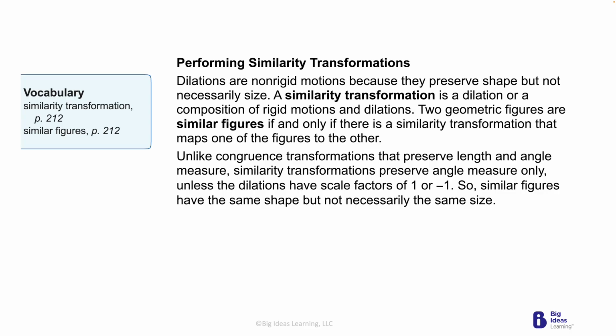So two geometric figures are similar figures if and only if there's a similarity transformation that maps one of them to the other. So unlike the rigid ones, similarity transformations only preserve angle measurements, not side lengths. Unless, of course, your dilation is a scale factor of 1, which does happen. I know it seems very pointless to have a factor of 1, or negative 1.